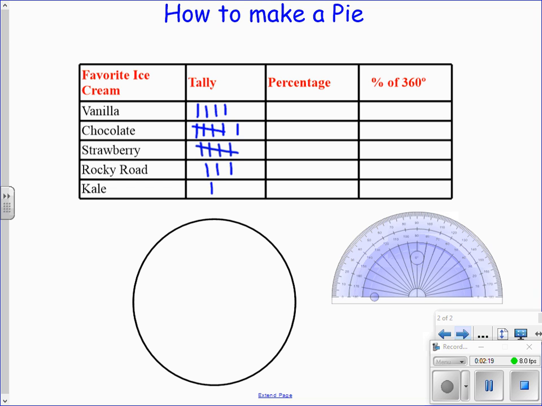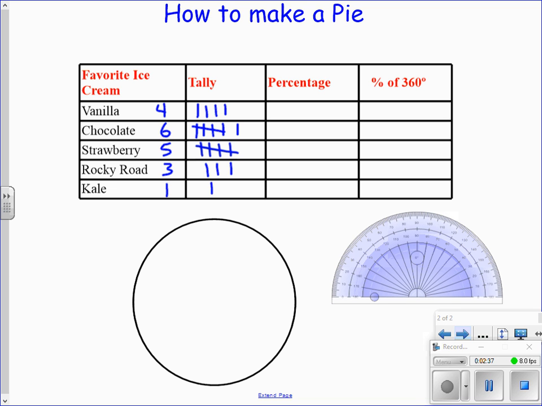We've got 4 for vanilla. I'm going to just write that in here. Chocolate looks like it is at 6. Strawberry at 5. Rocky Road at 3. And kale at 1.